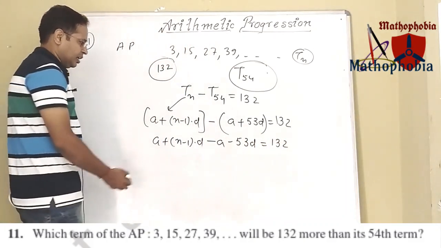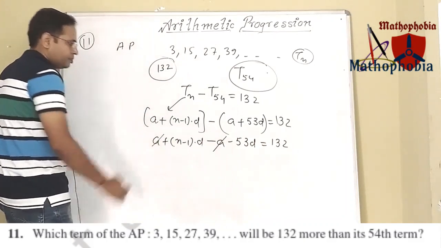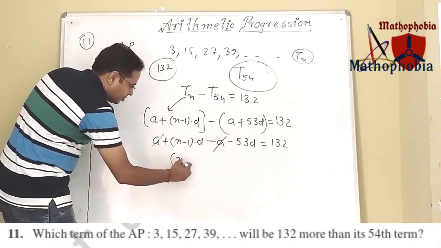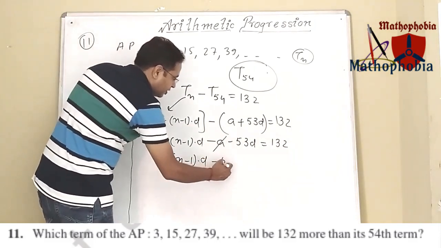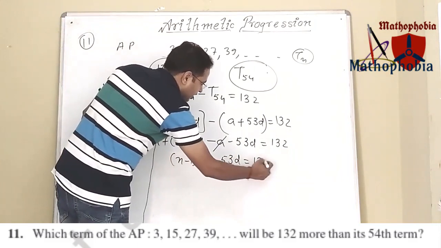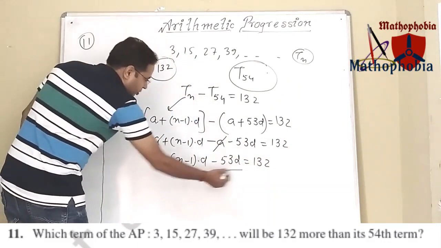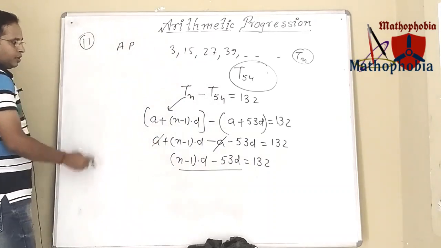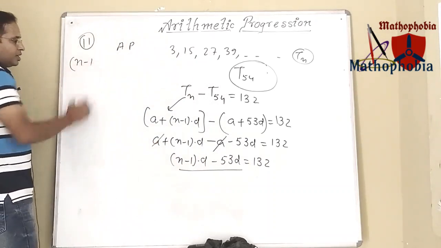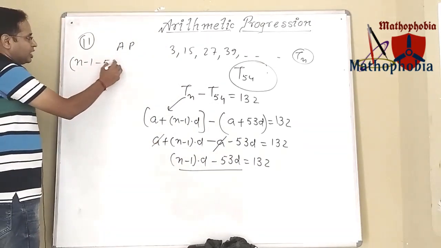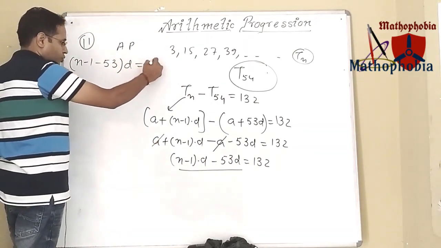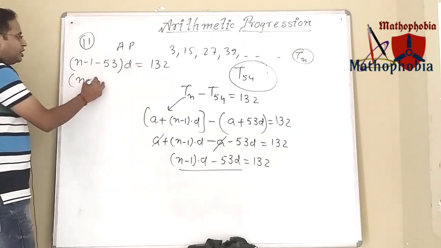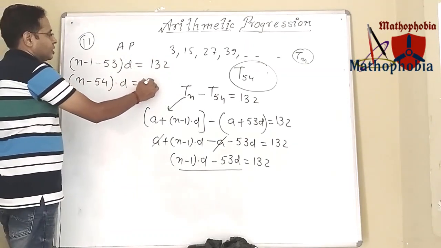Simple algebra, isn't it? Now this a and a will cancel out. What we are left with? n minus 1 into d minus 53d equals to 132. So we can take d common from here. So when we take d common, what we get? We get n minus 1, d common here, so minus 53, into d is equals to 132. So this will be n minus 54 into d is equals to 132.